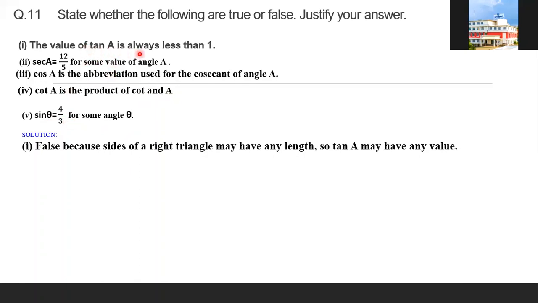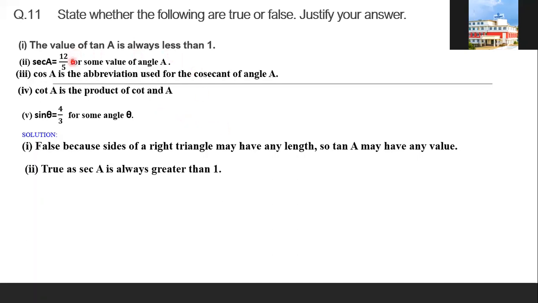The value of tan A is always less than 1. False, because the side of a right angle triangle may have any length, so tan A may have any value. It is not sure that it is always less than 1. Okay. Second one, secant can be less or equal.